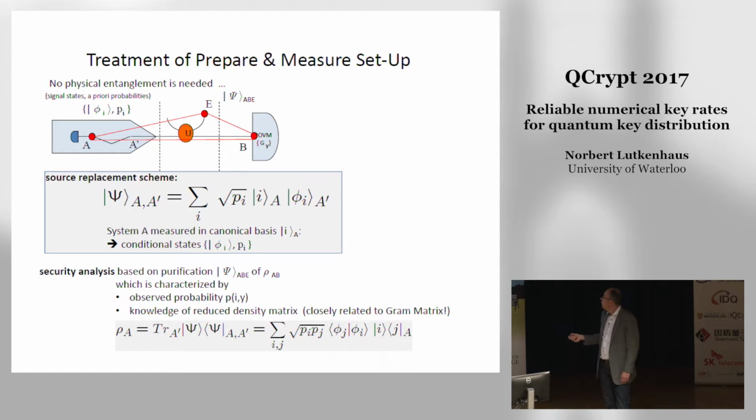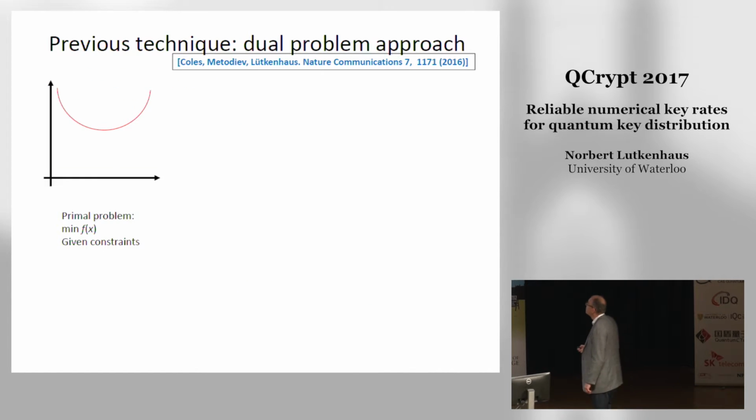In that principle, I now know the joint probabilities between sending a signal and getting a measurement result, but I also know the reduced density matrices in Alice's system, because Eve cannot touch it in that setup. So it's an extra set of constraints that I have.